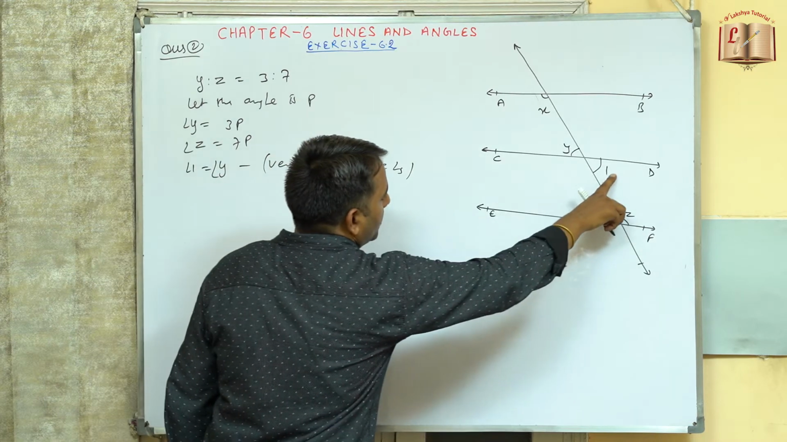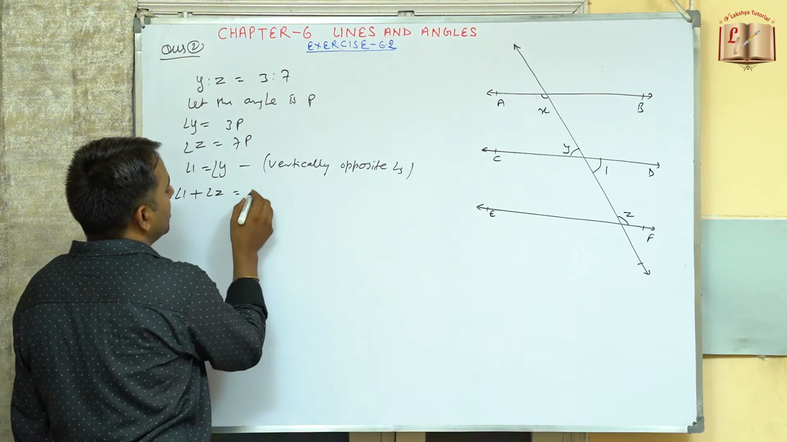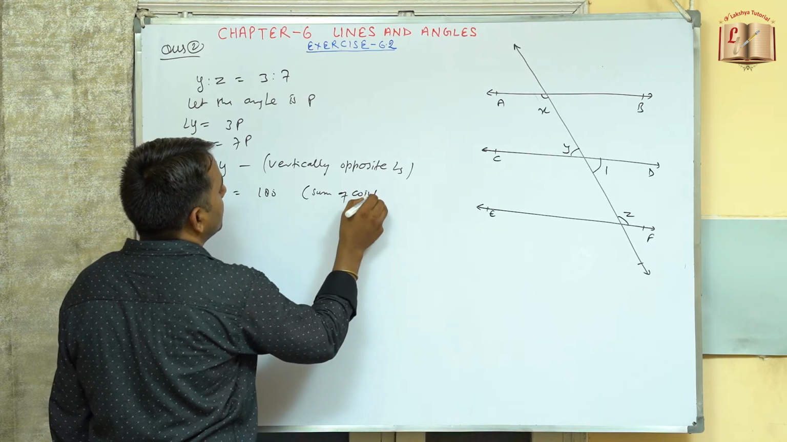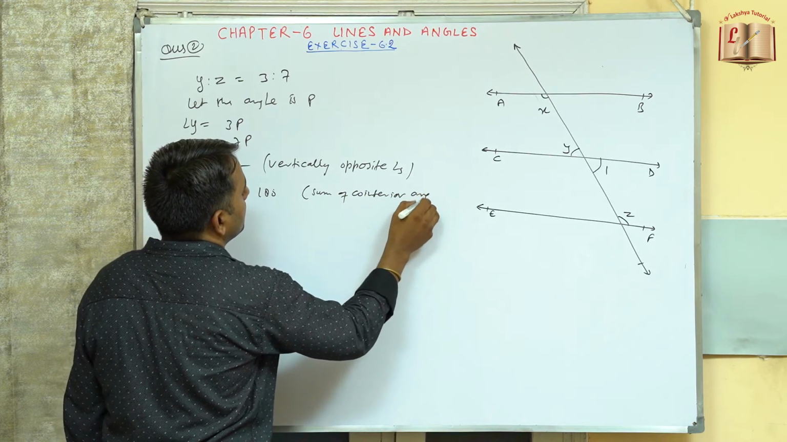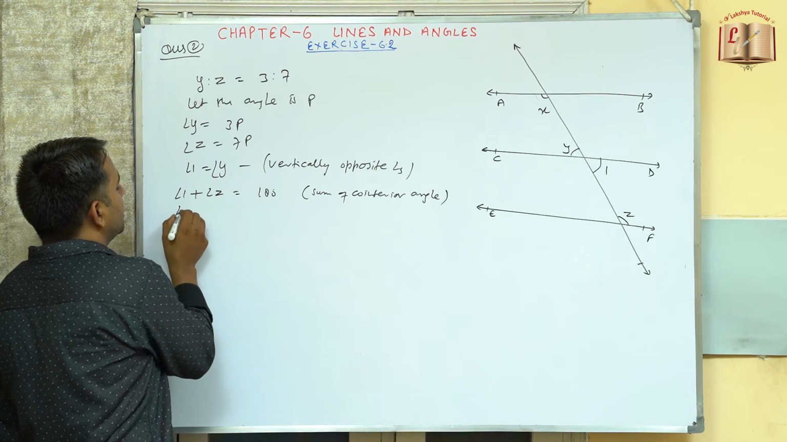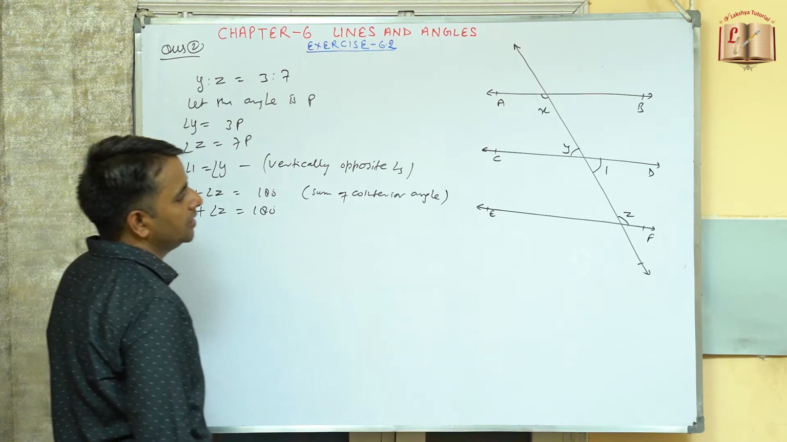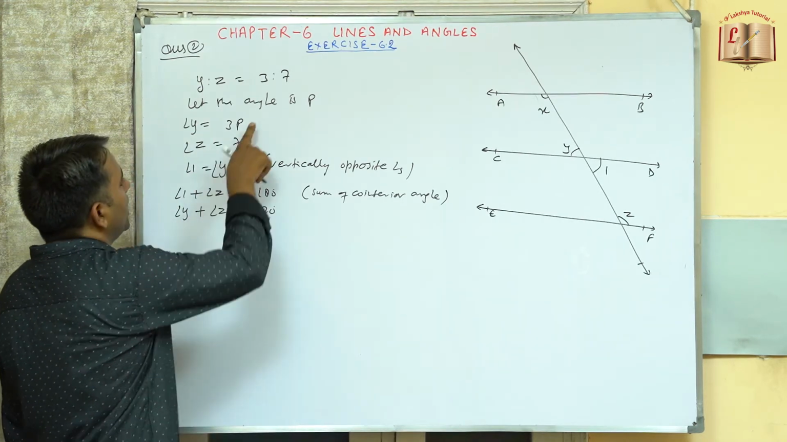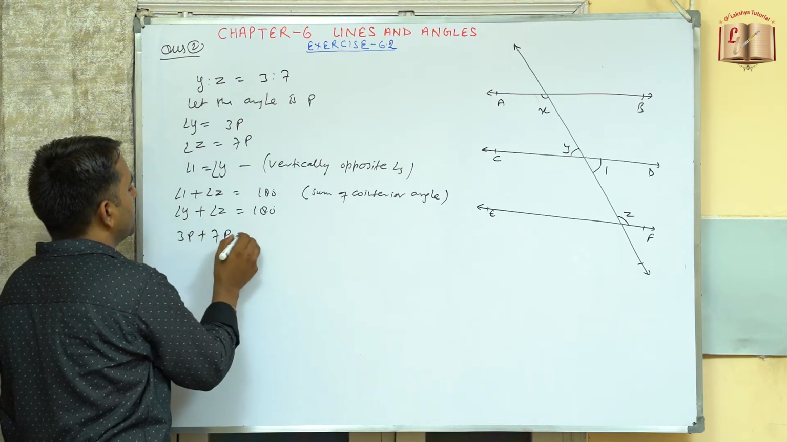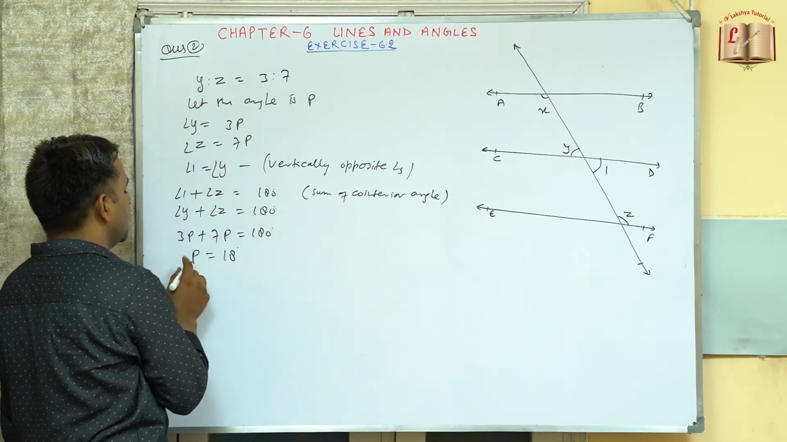Now see that angle 1 plus angle Z will be equal to 180 degree. So this is the sum of co-interior angles on the same side of the transversal. So now angle 1 is equal to angle Y, so I can write angle Y plus angle Z is equal to 180 degree. Y equals 3P and angle Z is equal to 7P, so this is 180 degree. Now we got P is equal to 18 degree from here.